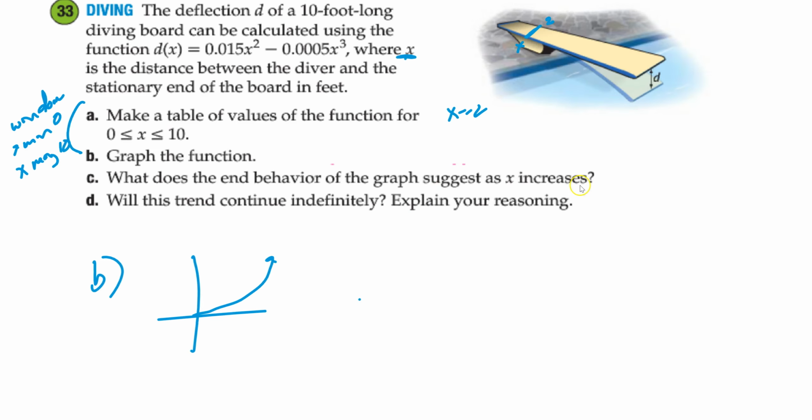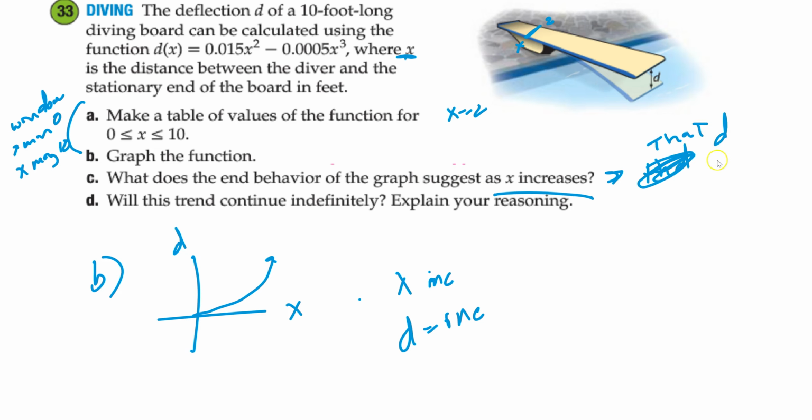What does the end behavior of the graph suggest as x increases? Well, let's look at it. Here is x, the distance along the board. Distance d is how floppy it gets. Based on the graph, as x increases, the floppiness increases. So the end behavior suggests that d will increase.